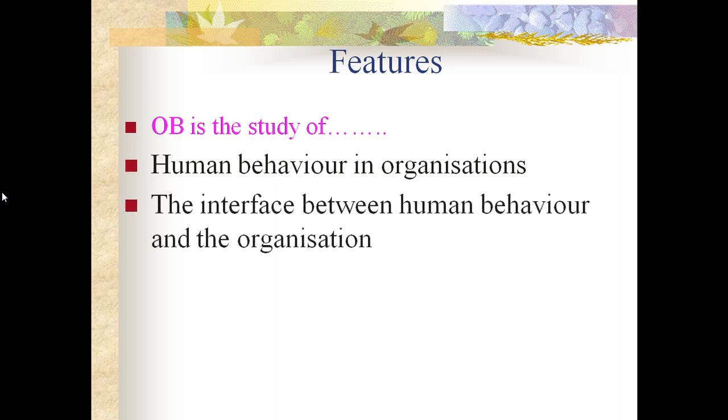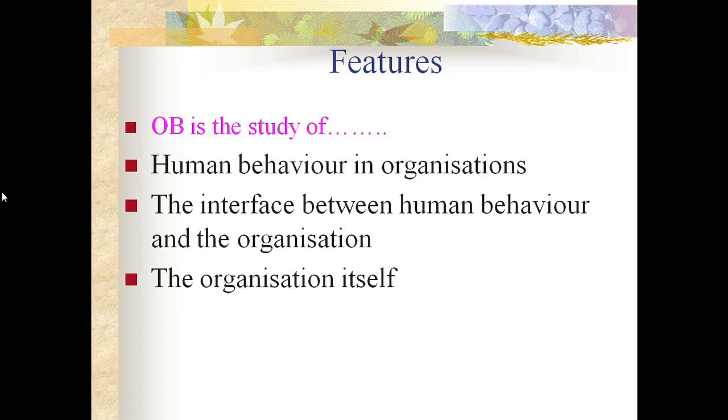And the second feature is the interface between human behavior and the organization. So always there is an interaction between individual behavior and the organization. Based on the behavior of the organization, an employee may be behaving. For example, if the rules of an organization are very strict, then the employee may behave accordingly. For example, during the peak of COVID, when the rules were strict, we behaved according to those rules, or to avoid consequences of breach of rules, we controlled our behavior. So always there is an interface between human behavior and the organization.